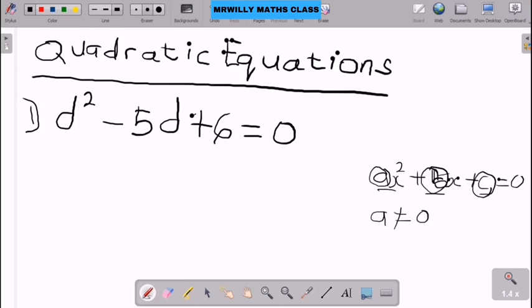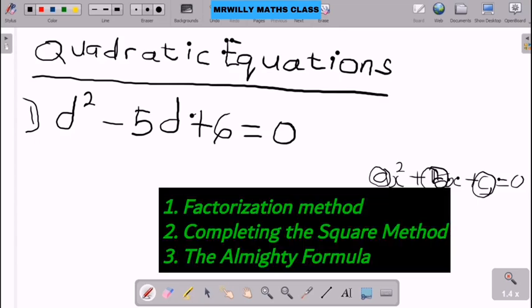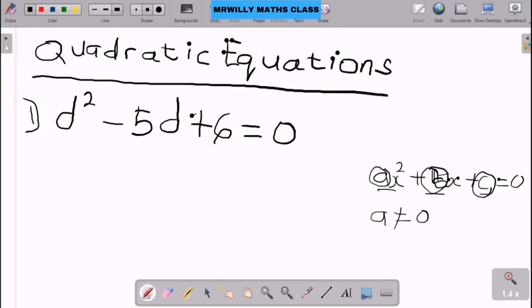So if you want to solve a quadratic equation, how do you solve it? There are three main methods which you can use. You can use the factorization method, you can use completing the square, or you can use the almighty formula, which is very common. But for today's class, we will be using the factorization method.